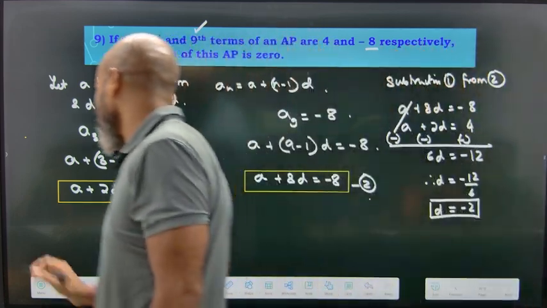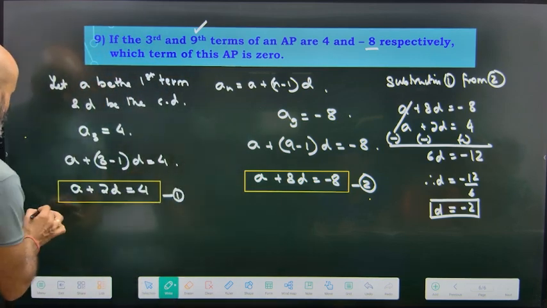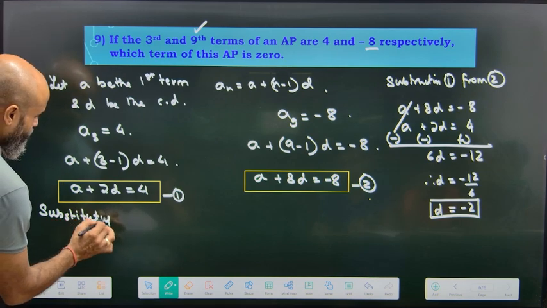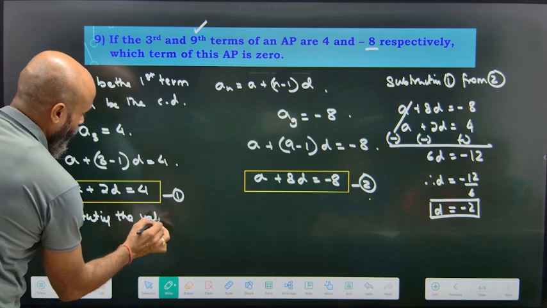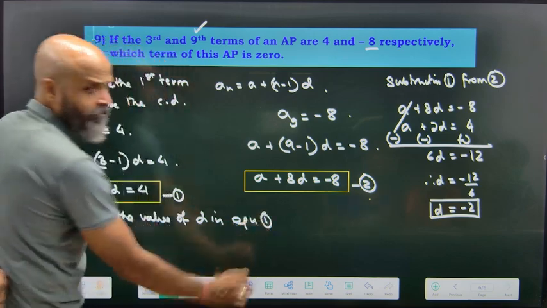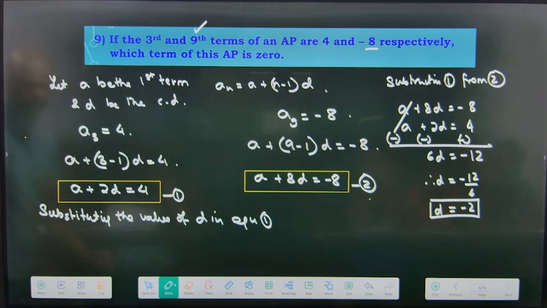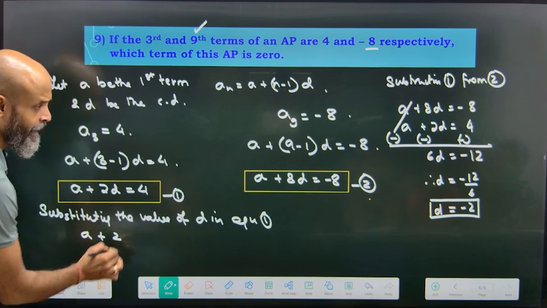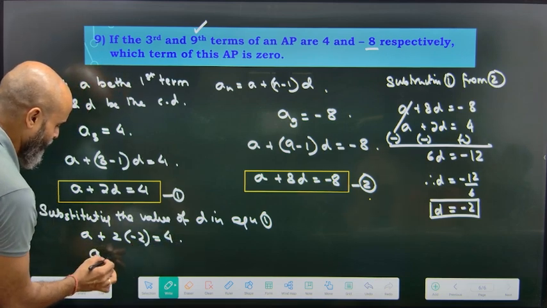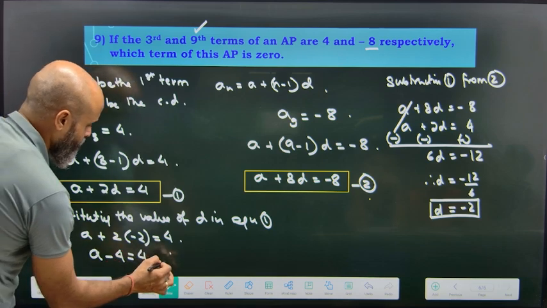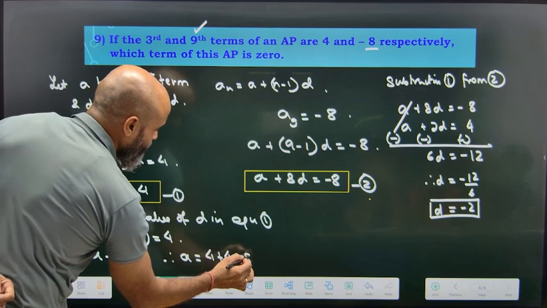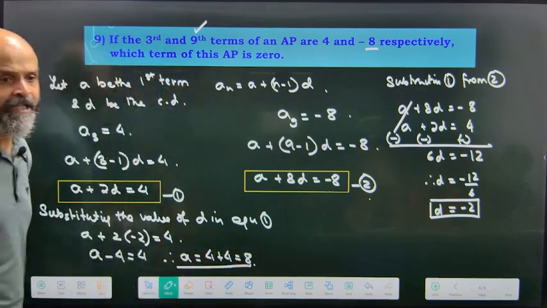Substituting the value of D in any of these two equations. So substituting the value of D in equation 1, how much will this be? A plus 2 into D, that is minus 2, is equal to 4. So this will be A minus 4 is equal to 4. So A will be equal to 4 plus 4, that is 8. Are we clear on this one people? A is equal to 8.